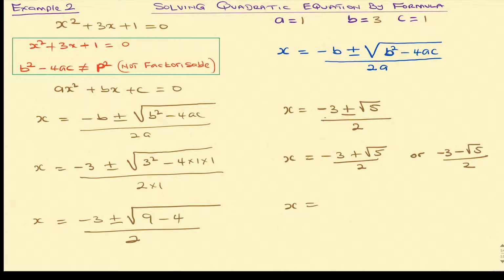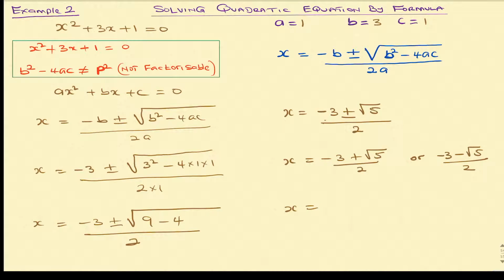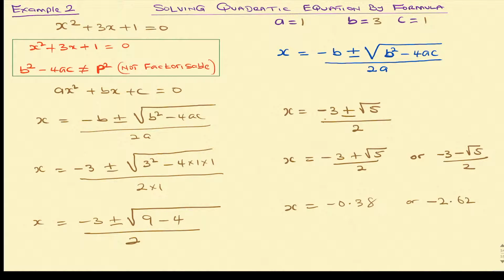x equals minus 0.38 in two decimal places, or minus 2.62 in two decimal places. These are the roots or solutions to the quadratic equation above.